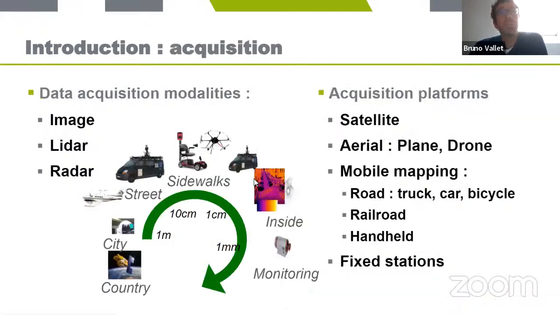So in order to build things that are accurate, that correspond to the reality, we need to acquire information on this reality. And today we're going to talk principally about acquiring image and LiDAR information on the scenes that we want to model. I also talked about radar because it's possible, but that won't be addressed too much in the talk.